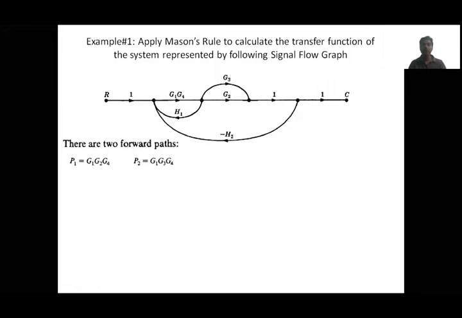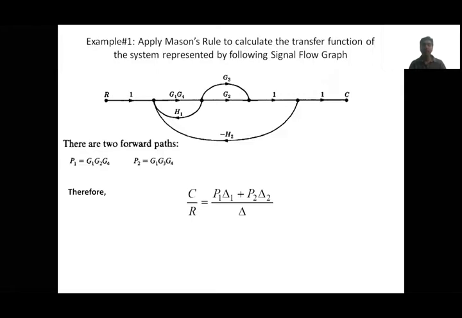So 2 forward paths found, no other forward path identified in this diagram. Now we'll come to the loops. Of course, from this you can simplify the formula like this. No need to put the summation i equal to 1 to 2. We can write simply P1 delta 1 plus P2 delta 2 divided by delta, since we have 2 forward paths. We have to find delta 1, delta 2, and delta now.